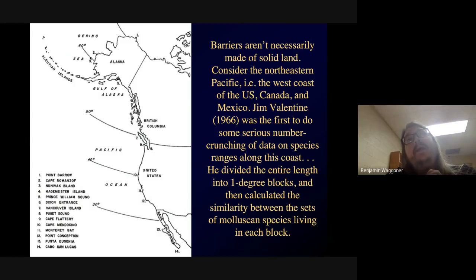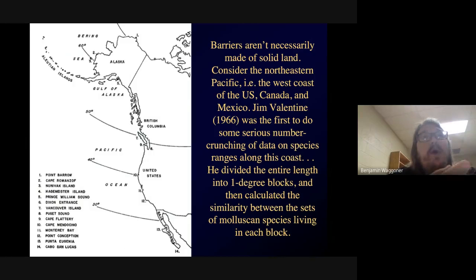Then he used a bunch of published data to work out what species of mollusk, clam and snail, were present in each one of these 1 degree blocks. Once you've got that, if you have two areas that have species of something, you can calculate how similar the set of species in those two areas is. There's various ways of doing it. We call these similarity coefficients.